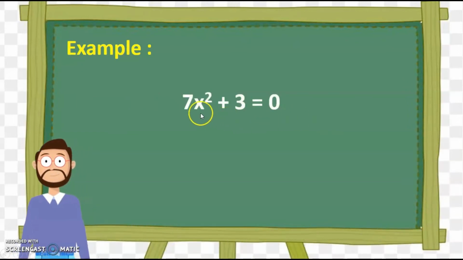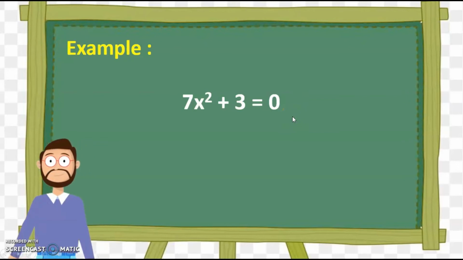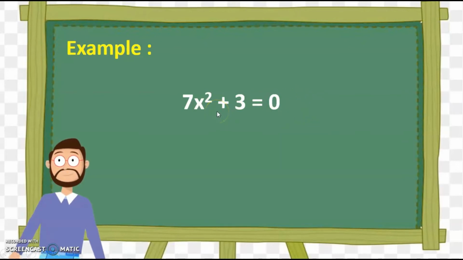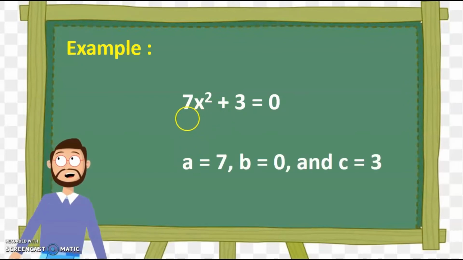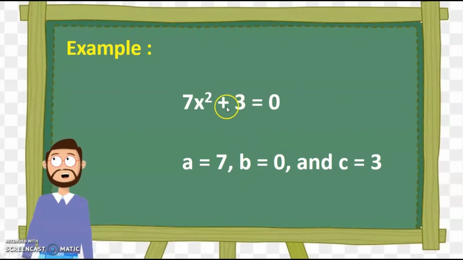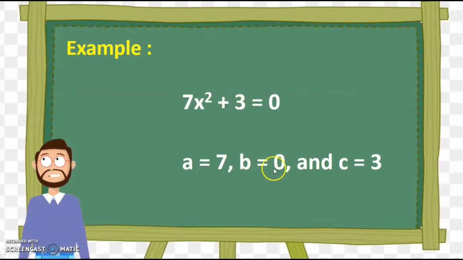Another example, we have here 7x squared plus 3 equals 0. This is also an example of quadratic equation in standard form, but there is no linear term. So since there is no linear term, it is understood that the value of your b is equal to 0. Your a here is equal to 7, that is beside x squared. Again, your b, that is your linear term, is equal to 0. And your constant term, which is your c, is equal to 3.